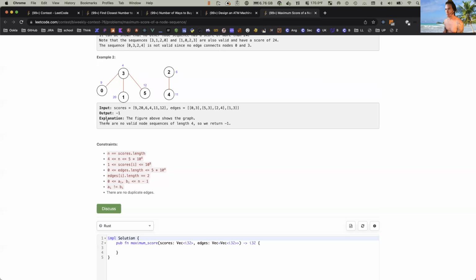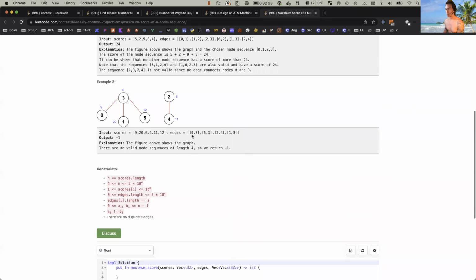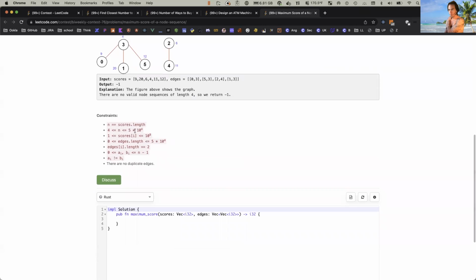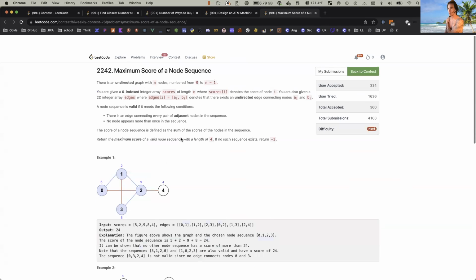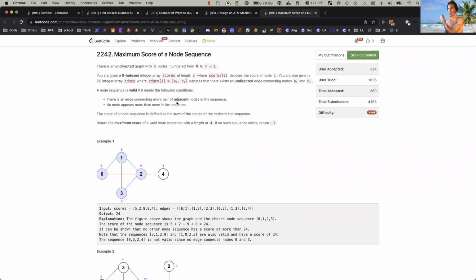The figure above shows the graph. There's no valid node sequence of length 4. 0, 1, 2, 3, 6. N equals score dot length. 1, 2, 3, 4, 5, 6. So N is 6 here. Return the maximum score of a valid node sequence of length 4. So this is the most important thing, probably right here, which is easily overlooked.